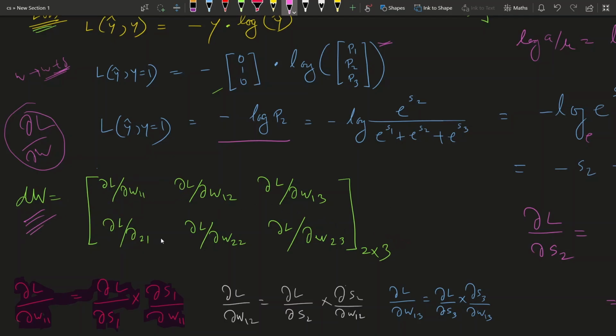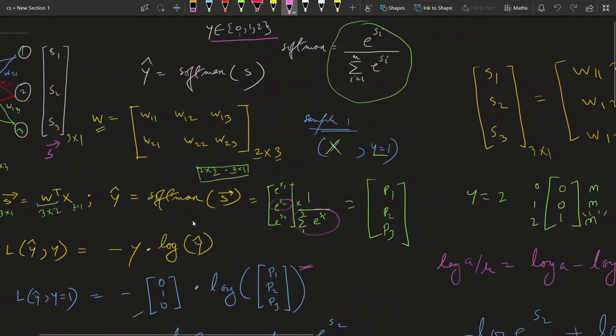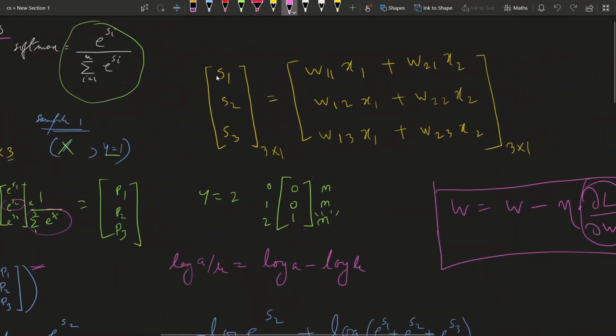Right, now we need to calculate this entire thing. And how are we supposed to do that? Using the magic called chain rule. So this del L by del W11, or in all of these expressions, can be written as the chain rule of del L by del S1, because S1 is directly related to the loss function, and del S1 by del W11.